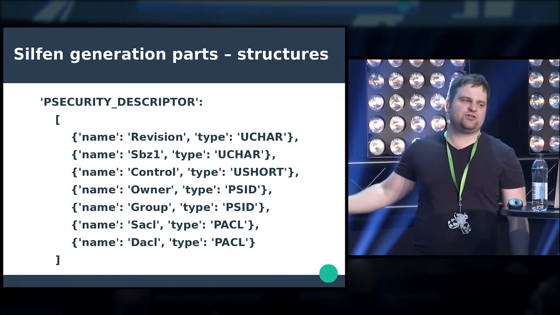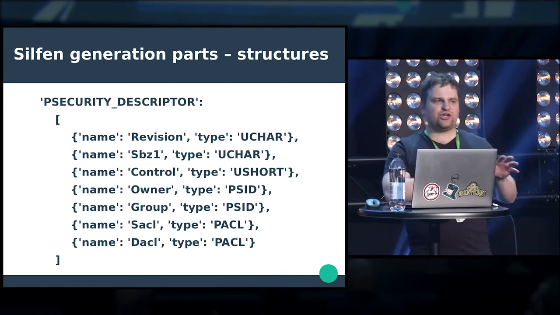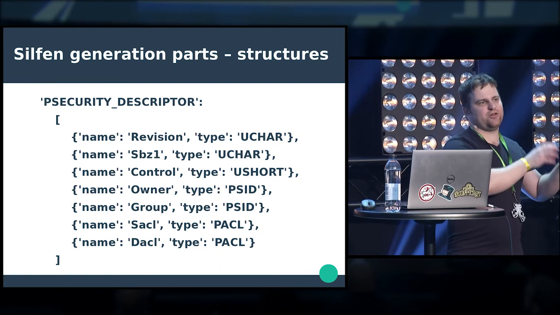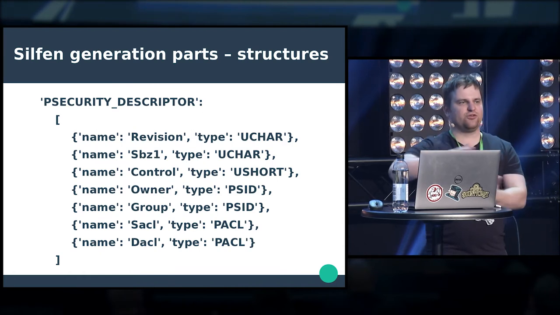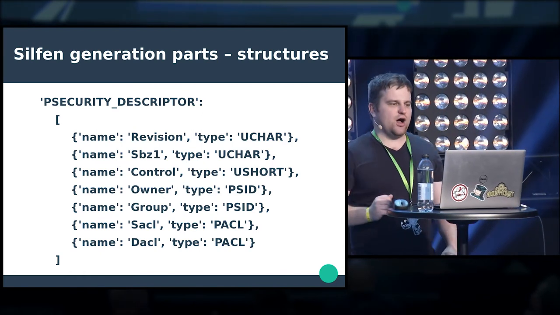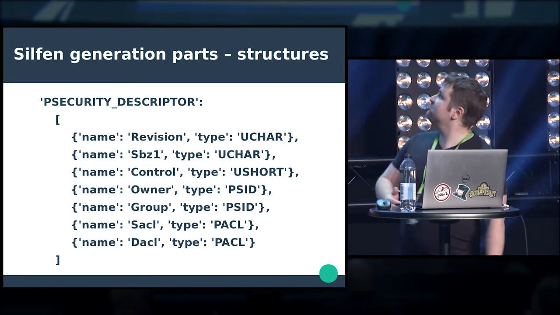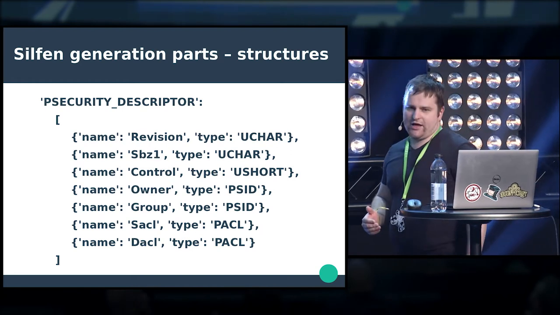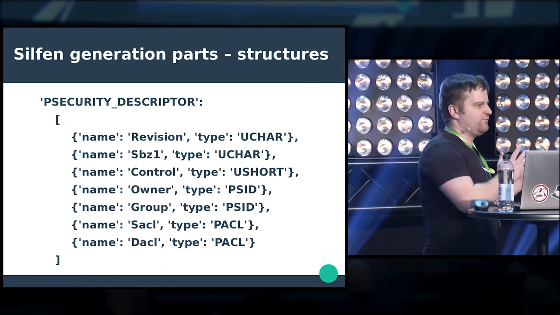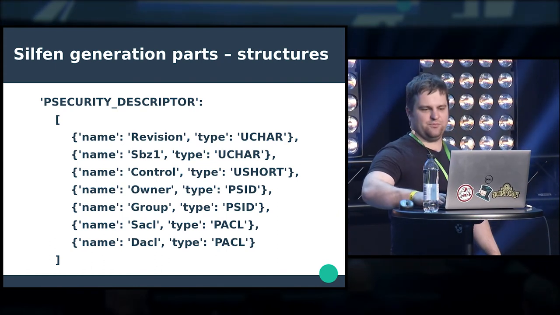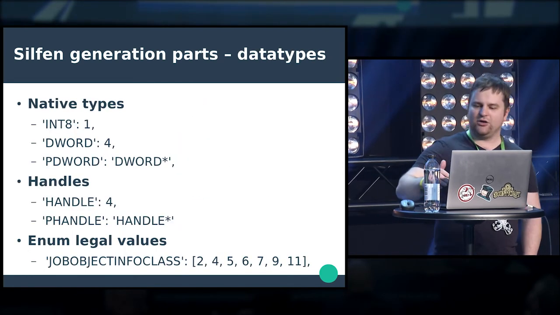Then about all the structures that might be used, there are such definitions. Now, structures might contain other structures, and structures might contain pointers to other structures. So if you build it up in memory, you have to do it recursively. But this is the definition of how the PSECURITY_DESCRIPTOR structure is built up. It has seven elements and their types. And names are not actually important, but it's easier to analyze later if you see the names also. And then you have definitions of native types, handles, and enum values.